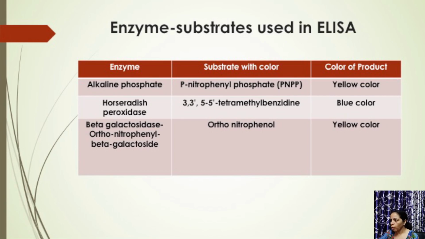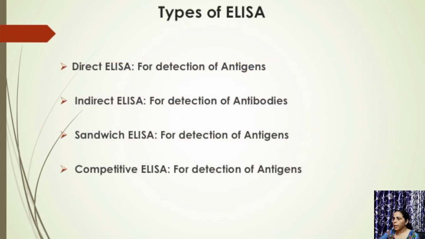is positive or negative. Types of ELISA are direct ELISA, indirect ELISA, sandwich ELISA, competitive ELISA. Except indirect ELISA, all the three ELISA, that is direct ELISA, sandwich ELISA and competitive ELISA, are used for the detection of the antigen. Indirect ELISA is used for the detection of antibodies. So I will explain the different types of ELISA one by one.